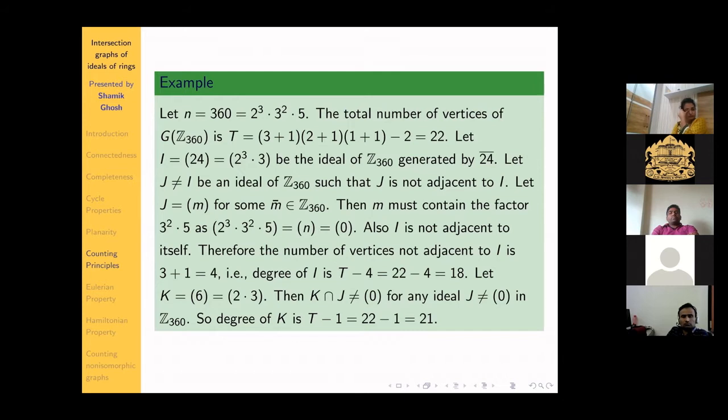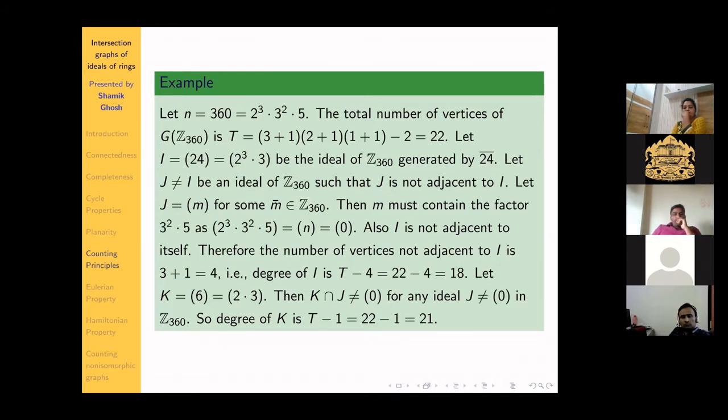And here you see the powers are 3, 2, and 1. So the total number of vertices is (3 + 1)(2 + 1)(1 + 1) - 2, that is 22. Suppose we want to find the degree of the ideal generated by 24, that is 2 cube times 3. Now we know that we require 3 square into 5 in the ideal, which is not adjacent to it. So how many ideals are like this that you can count?